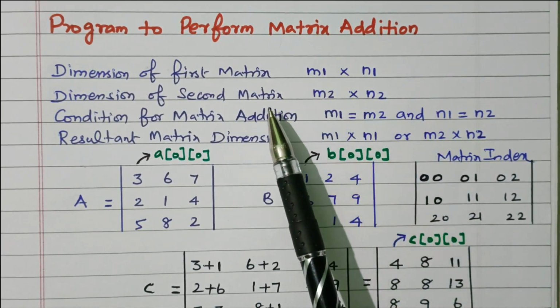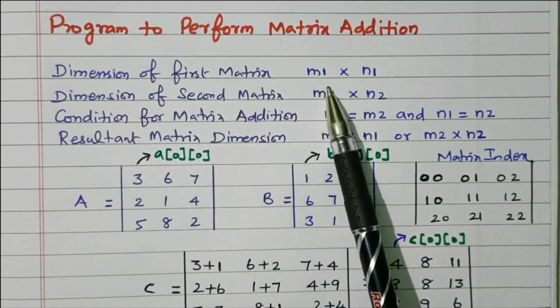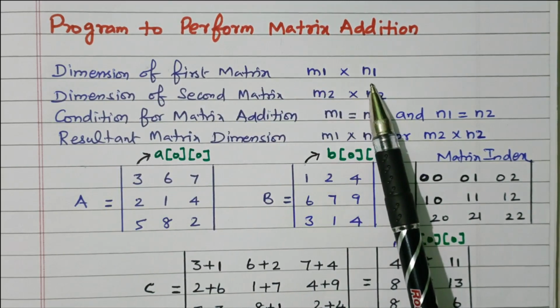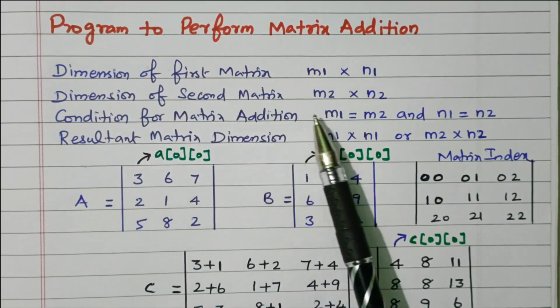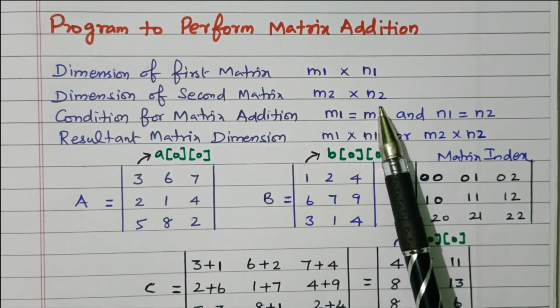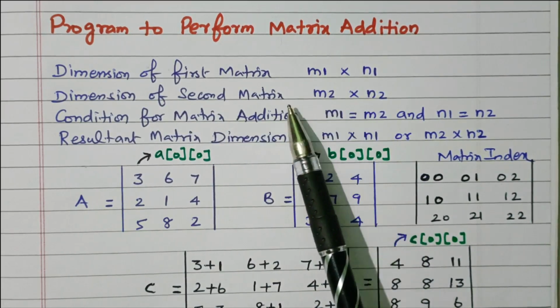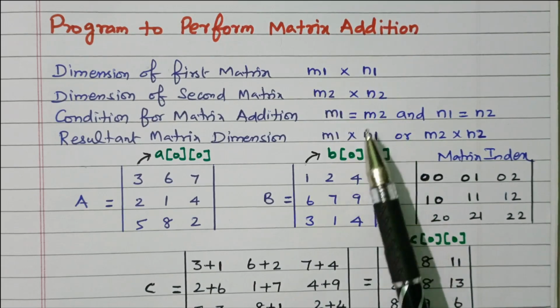Now we'll see the matrix details. Dimension of the first matrix m1 into n1, that is nothing but m1 is the row size, n1 is the column size. Similarly, dimension of the second matrix m2 into n2, m2 is the row size, n2 is column size, right? So we have two matrices, m1 into n1 and m2 into n2.